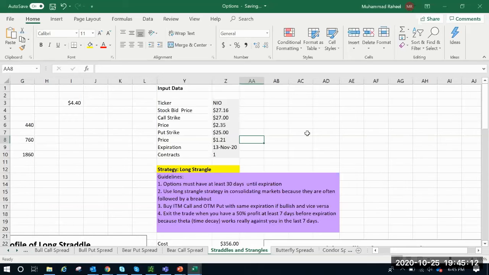But the reason why I said that I don't like them is because time is working against you at double pace. The call has extrinsic value and the put has extrinsic value. So let's look at that. Right now on a 27 strike, guess what? Only 27.16 minus the 27. So you are really paying $16.16 out of that 235 as intrinsic and everything else is for time. So the time value of that would be 2.35 minus that number. So that's a lot of decay in 3 weeks.